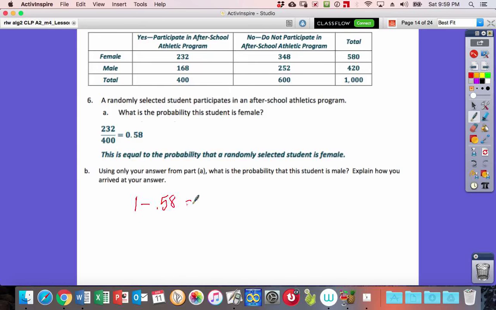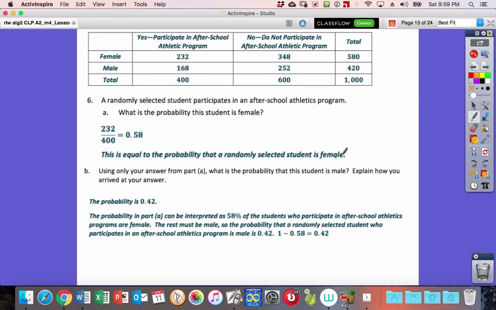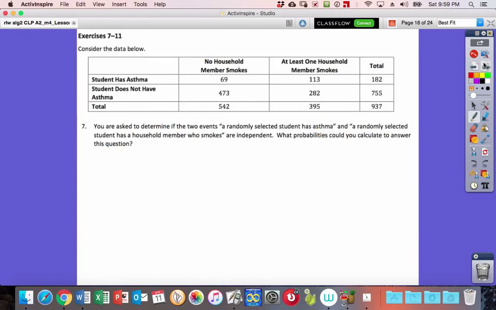1 minus 0.58, 0.42 is the probability that it's male, or 42%, because you can't have above 100%. You also know this has got to be 168 over 400, which is equal to 0.42. Because I know that 232 and 168 have to add up to 400, and that would be 400 over 400, which is 100%. They want to make sure that we pointed that out to you. Okay, and they put it nice and pretty for us.